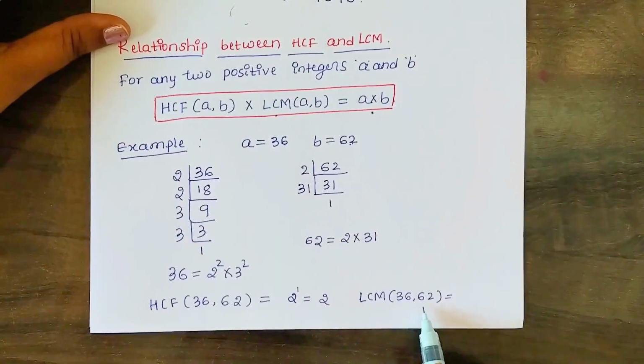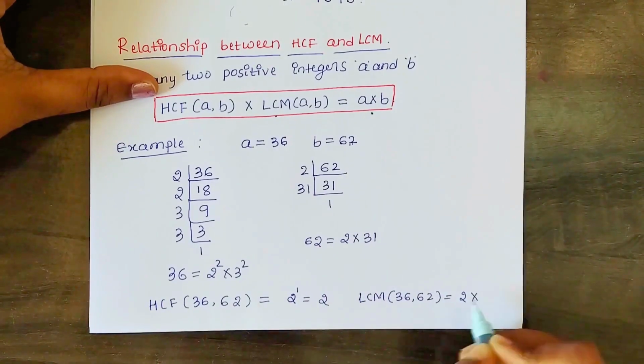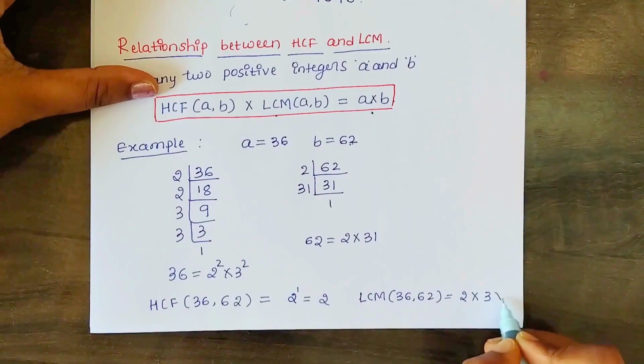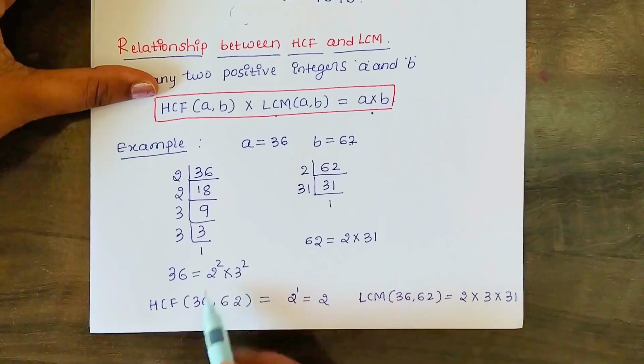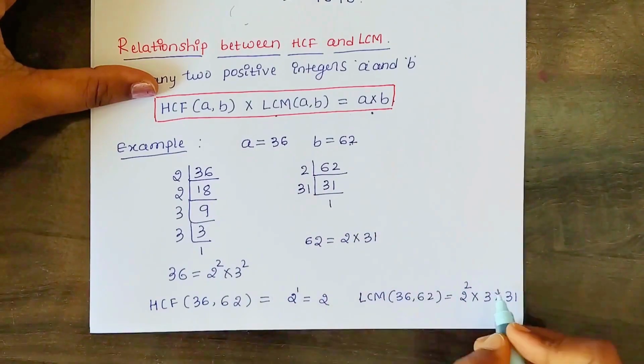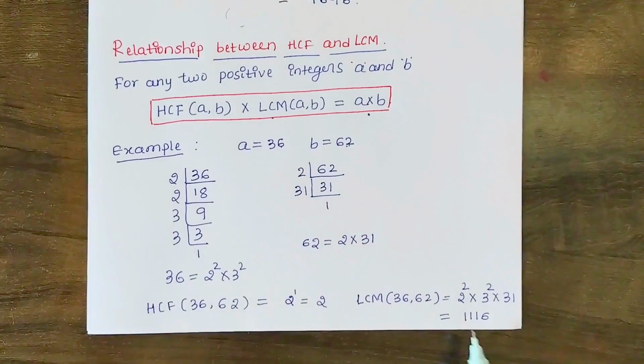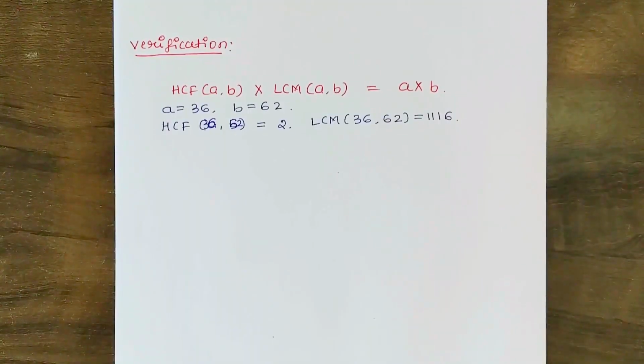Now the LCM of 36 and 62. The LCM is the product of the greatest power of each prime factor. So the prime factors are what? 2, next 3, and next 31. Its greatest power: for 2, the greatest power is 2 square, for 3 it is 3 square, and the remaining is 31. The product of all these prime numbers is what? 1116. Here I am going to verify that relationship.